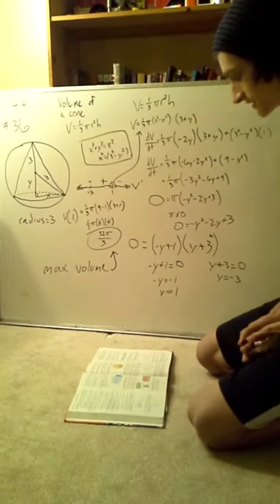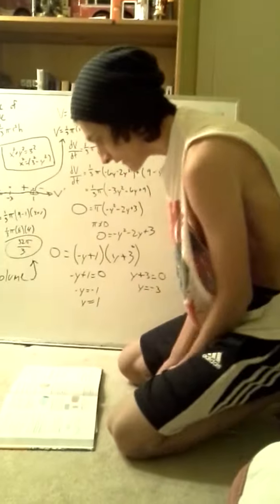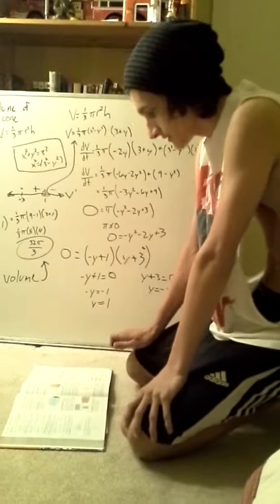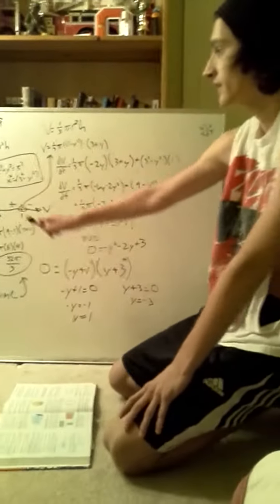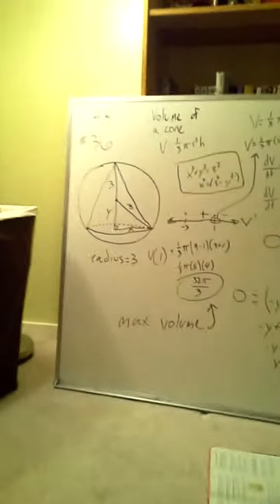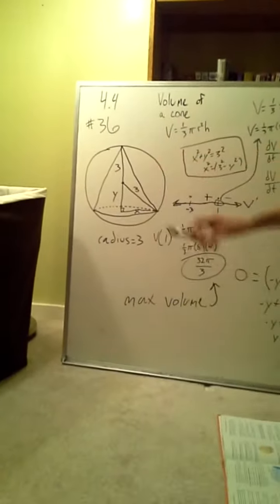So we're doing section 4.4, number 36, and the question reads, find the volume of the largest right circular cone that could be inscribed in a sphere of radius 3. And this is the diagram right here. Here's the sphere and the cone.